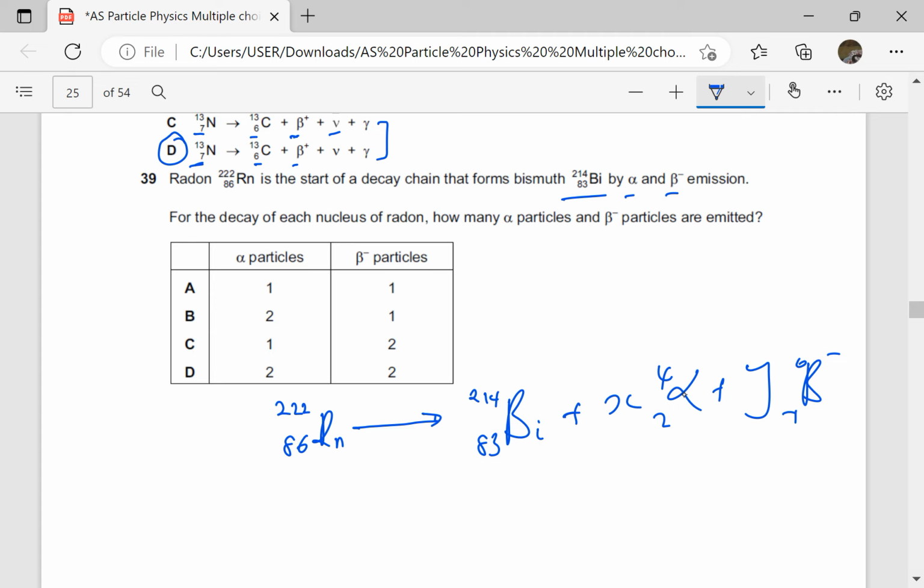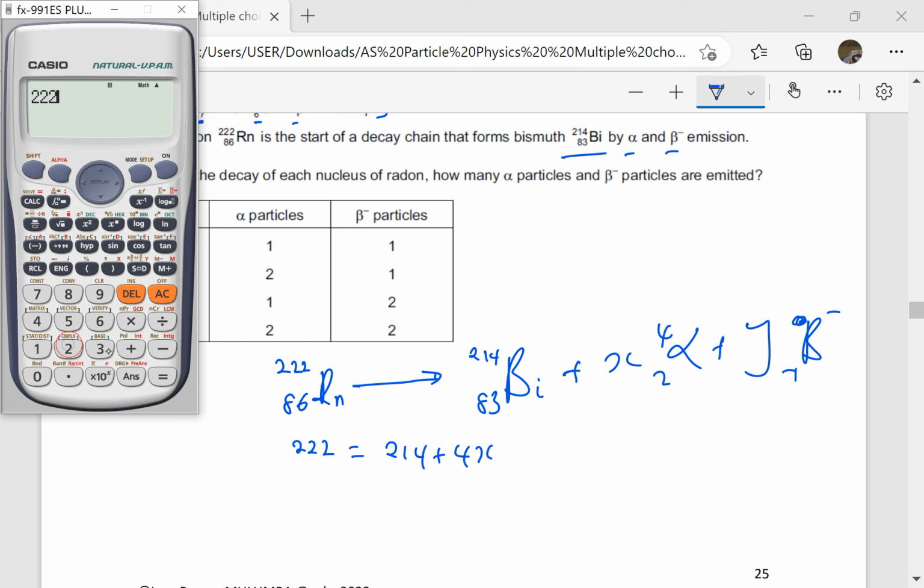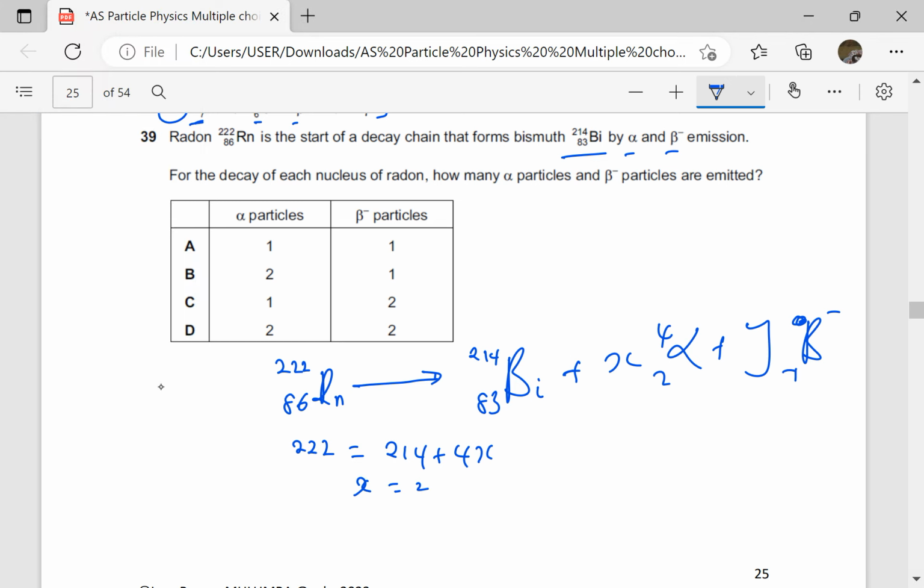Note that the change in nucleon number is determined only by the alpha particles. So let's find X. 222 is going to be 214 plus 4X for the alpha particles. The other one is 0. So X equals (222 minus 214) divided by 4. So X is 2. So there are two alpha particles.